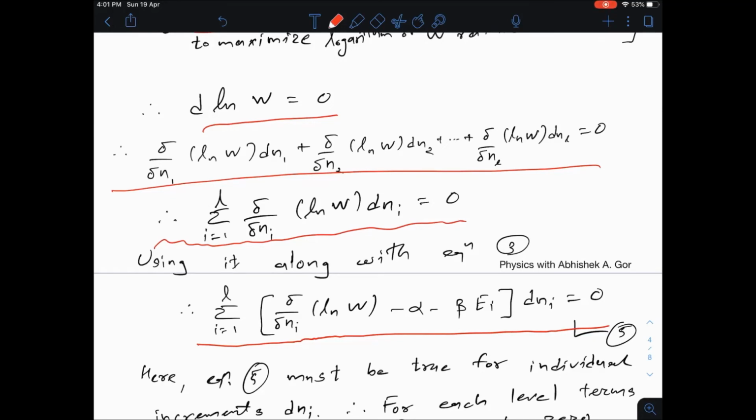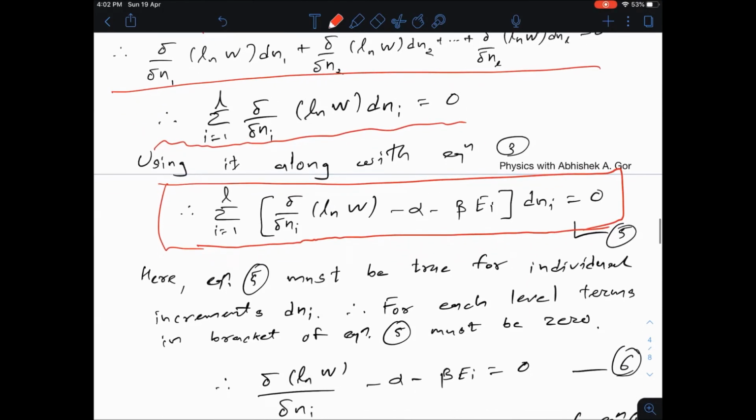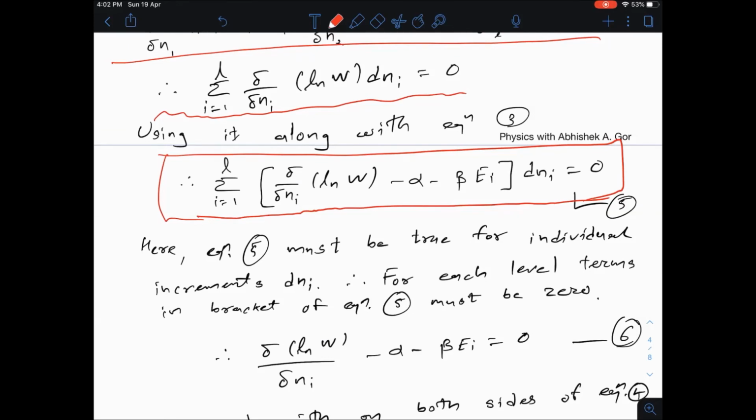Now alpha and beta in this case are Lagrange multipliers. So this gives us the most probable distribution in terms of this equation. To get a better understanding of the mathematical aspect, I hope you look into the concept of how to use Lagrange's multiplier. So alpha and beta are our Lagrange's multipliers. Now we will call it equation number 5.